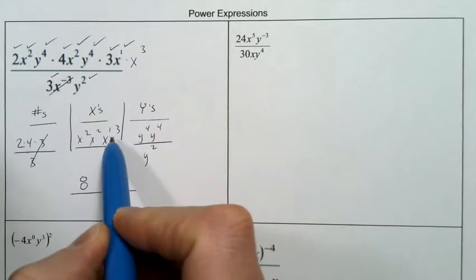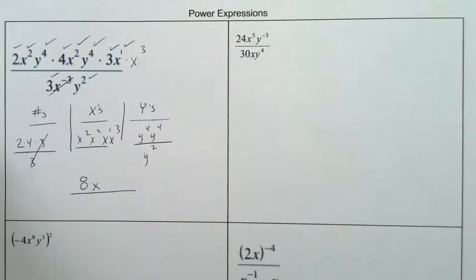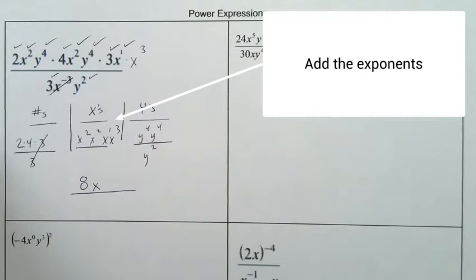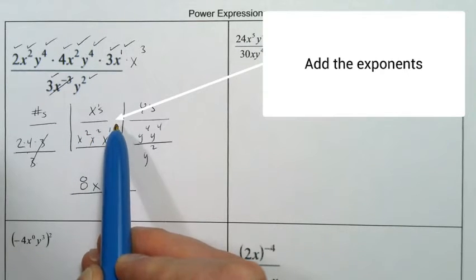Next, I have x's. Well, they're going to be on top. That's the only option. There are none on the bottom. And because they're all on the same level, I'm going to be adding the exponents. 2 plus 2 is 4, 5, 8.